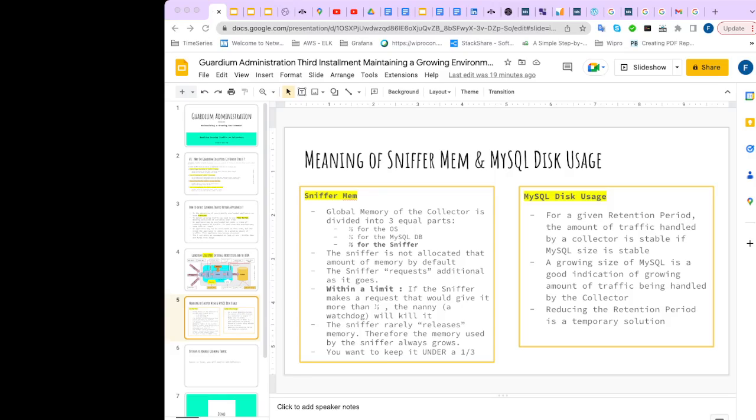And the reduction of the retention period is a temporary solution. It's only temporary because if the traffic grows, you're going to have to reduce the retention period more and more, and there is a limit to that. It's 1 day. You cannot have a retention period smaller than 1 day. Then what do you do after that, right?